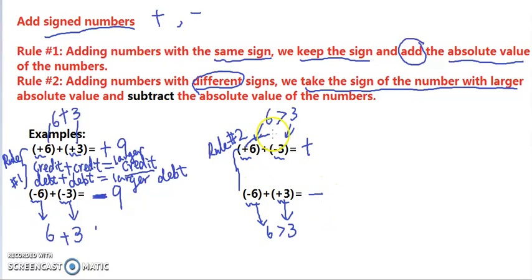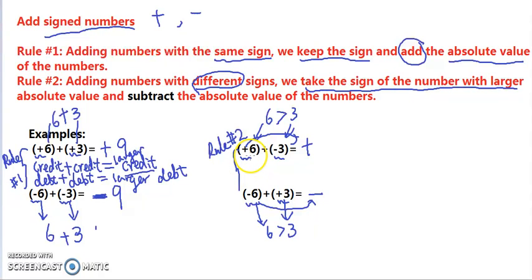And next, take this sign, and we take this sign right here. Although it says addition, you're not going to add 6 and 3. You actually have to subtract them. And why is that? We can also use the real life example to explain.